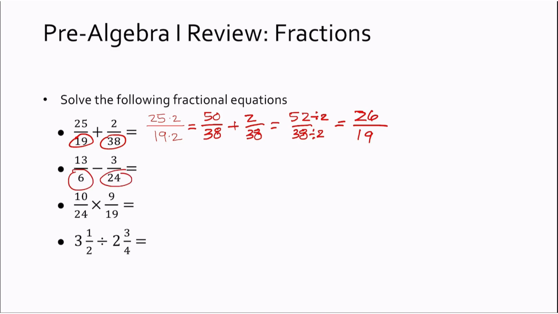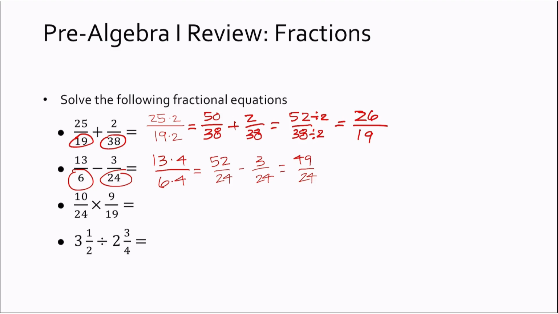All right, so with this second one, again, I'm subtracting, which means I need to have a common denominator between these two fractions. And I know that 6 times 4 equals 24. So I'm going to multiply the top and the bottom by 4 to get 52/24 minus 3/24. So I end up with 49/24. And I cannot simplify this any more than it's already simplified.